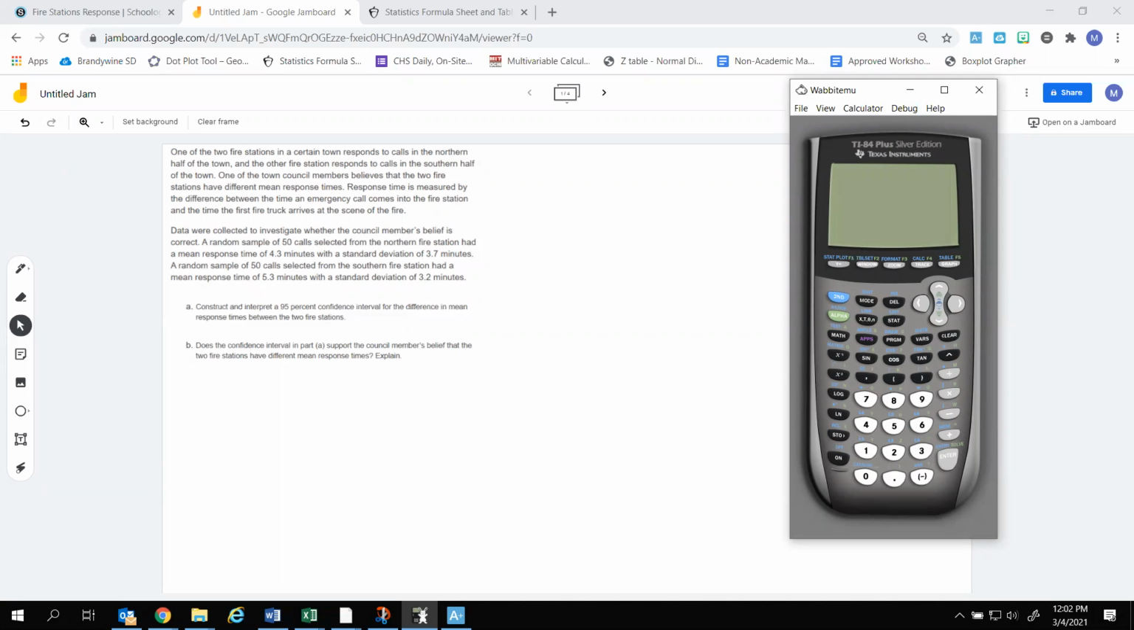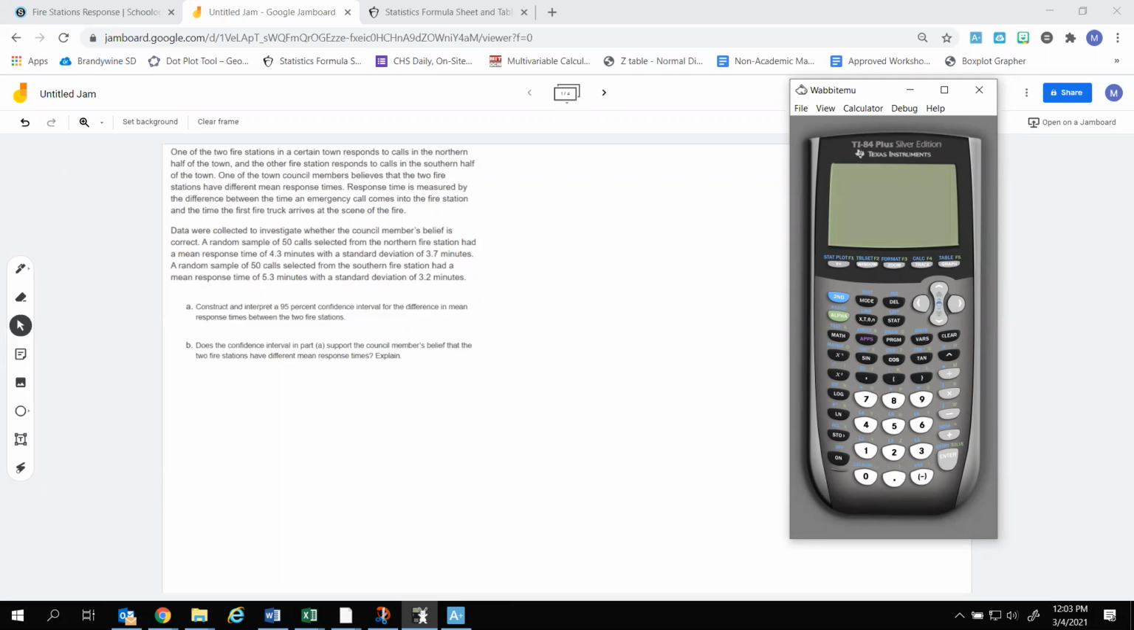All right, so we have two fire stations in a certain town. One responds to calls in the northern half, and the other responds to calls in the southern half. So we have two different samples right away. So right from the jump, we know that this is a two sample T scenario. It's not a matched pair scenario here.